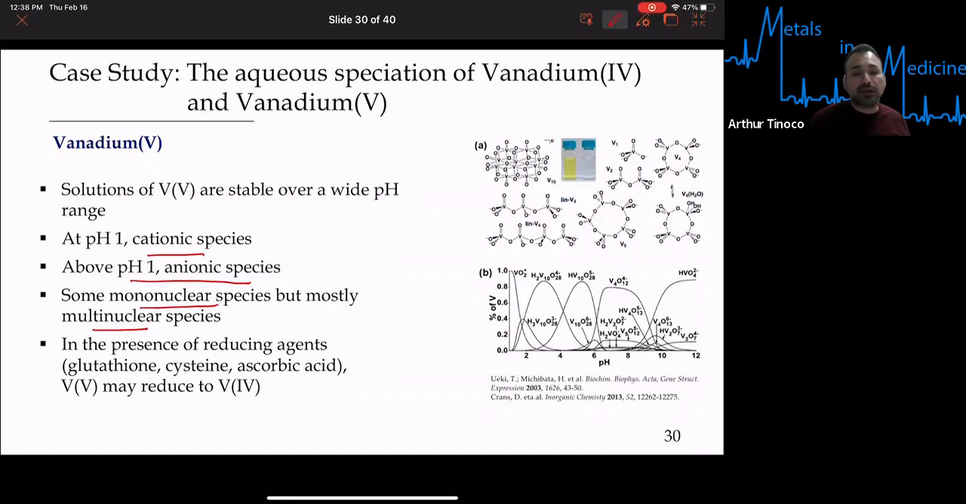And so it turns out that in a reducing environment, vanadium-5 is very likely to get reduced to vanadium-4. So imagining putting vanadium-5 into an intracellular environment, that vanadium-5 is likely to get reduced to vanadium-4 if it's not protected by a ligand that has the capability of regulating that oxidation state.